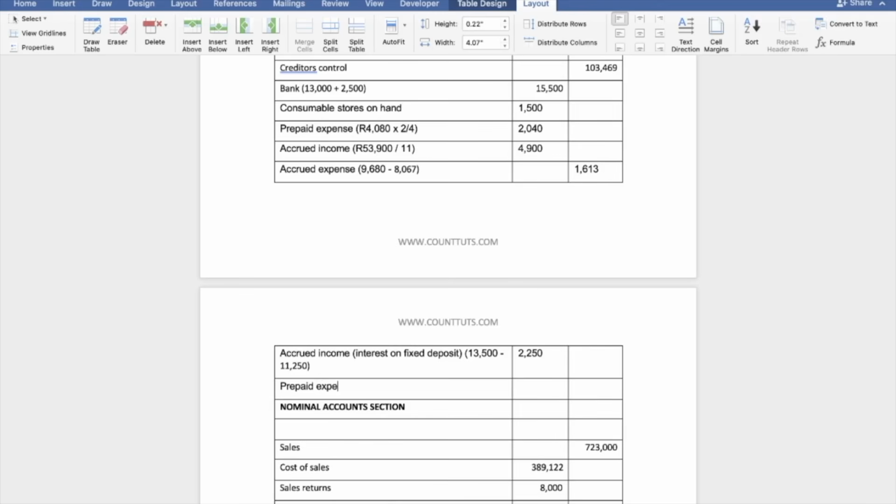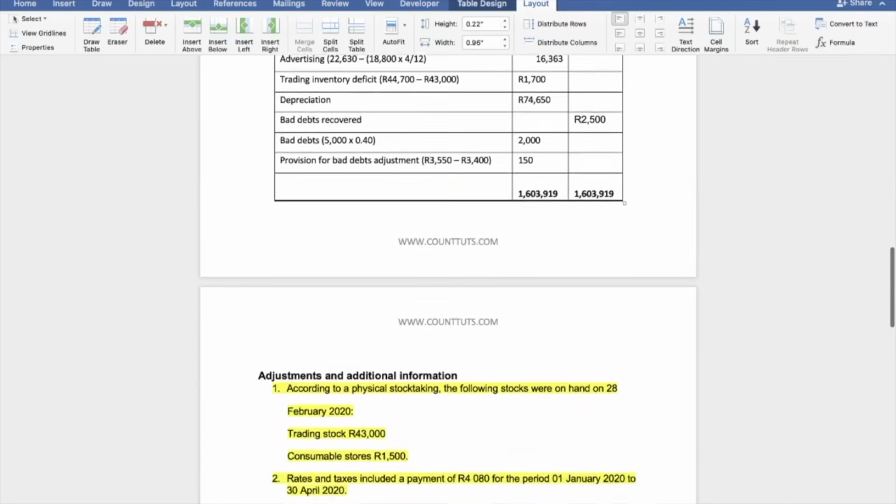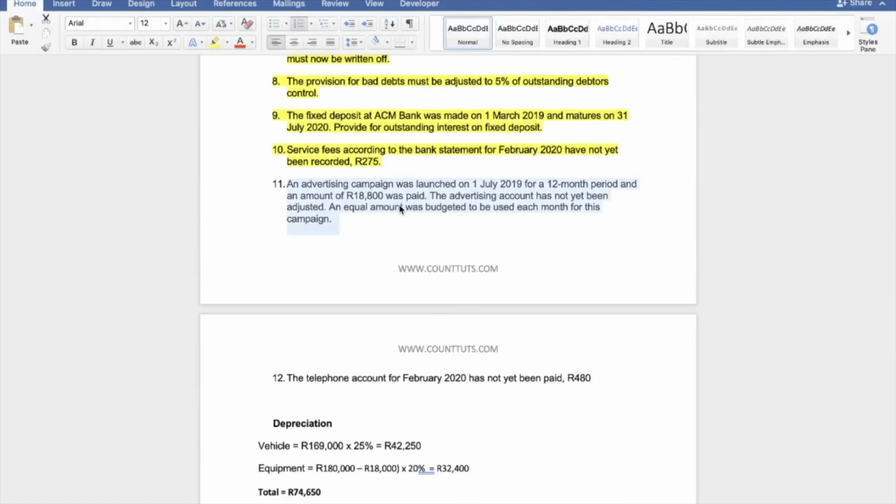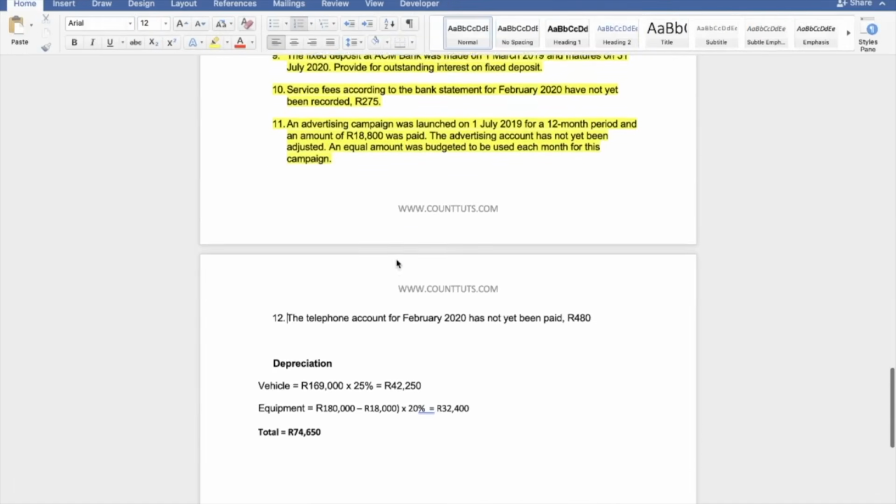So prepaid expense, you can put in bracket here if you want that it's for advertising or advertising paid in advance, and it's going to be the 18,800 rand times 4 divided by 12, because we paid for the 4 extra months, so we need to know how much we paid for in advance. So it's going to give us an answer of 6,267. All right, that was easy to do. You just have to remember your principles, and if you remember your accruals and prepayments lesson, it should be easy for you to do this one, or you should have seen that it's actually easy.